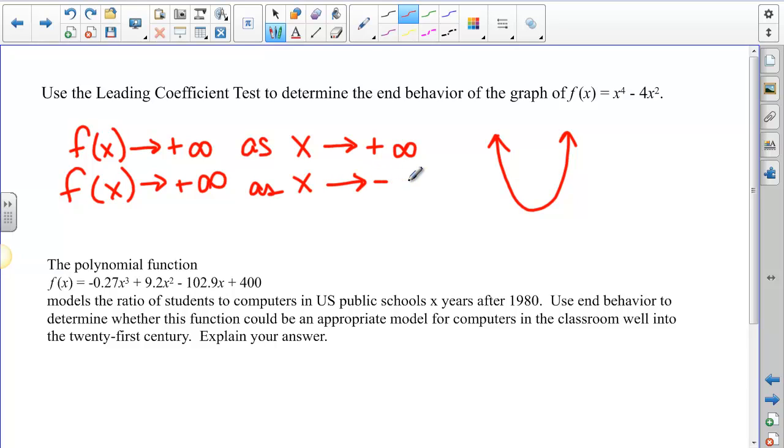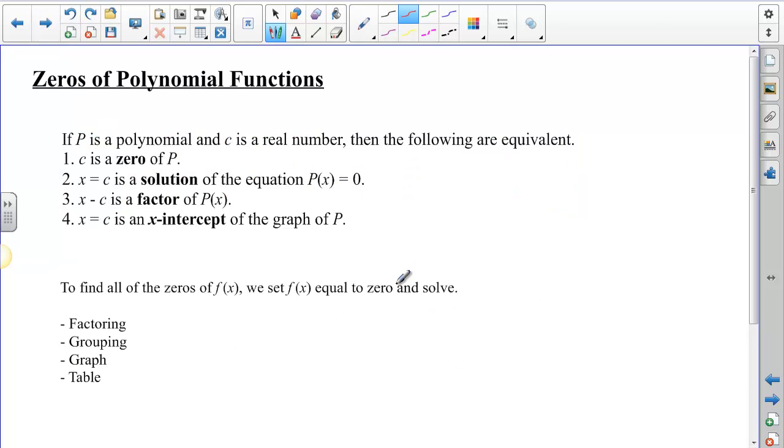And this is just notation that we use to describe the end behavior, as opposed to rise to the right and rise to the left. When we're talking about zeros of polynomial function, this is kind of important. Actually, it's really, really important. The p is the polynomial, and c is just a real number. That's what we're dealing with.